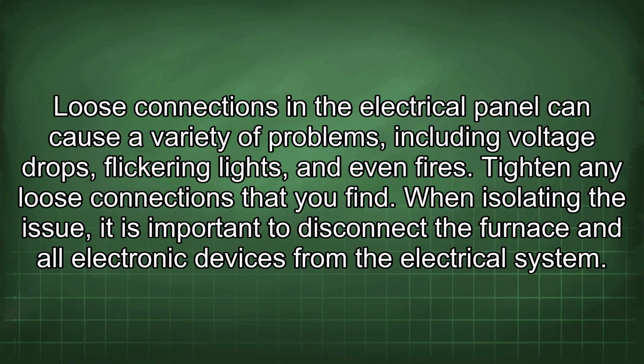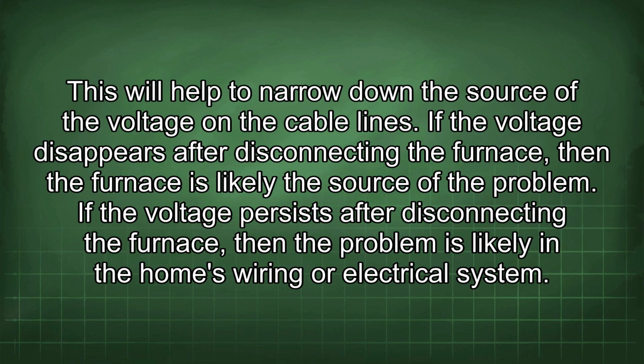When isolating the issue, it is important to disconnect the furnace and all electronic devices from the electrical system. This will help to narrow down the source of the voltage on the cable lines. If the voltage disappears after disconnecting the furnace, then the furnace is likely the source of the problem. If the voltage persists after disconnecting the furnace, then the problem is likely in the home's wiring or electrical system.